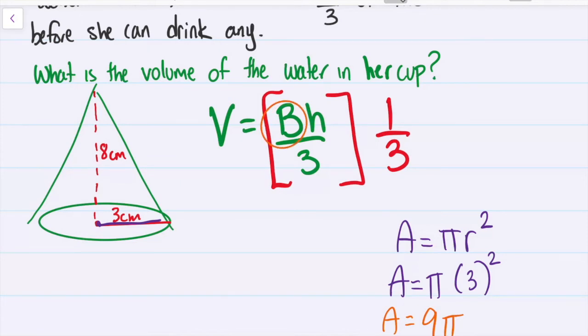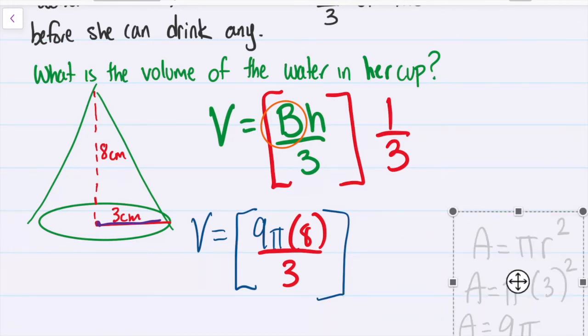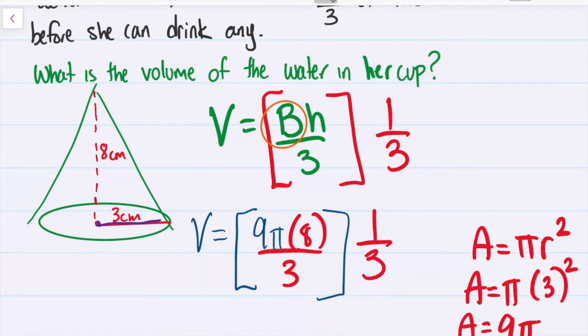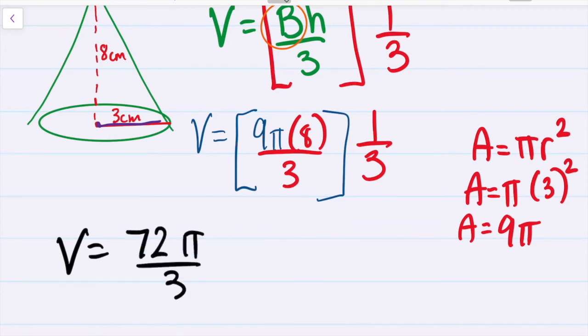So if we were to write this again, volume equals a big parentheses: 9 pi times the height. What's the height in this problem? Times 8 over 3. And we're going to multiply everything by 1/3. So now it's just a matter of doing some math, order of operations. The parentheses says we do everything inside first. So what is 9 times 8? That's 72 pi over 3, times that 1/3 on the outside.